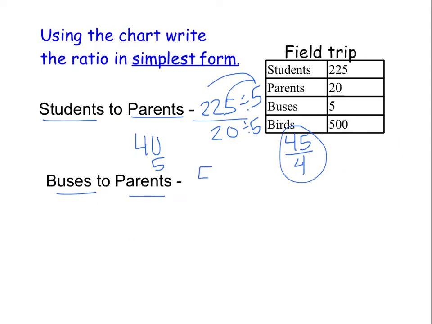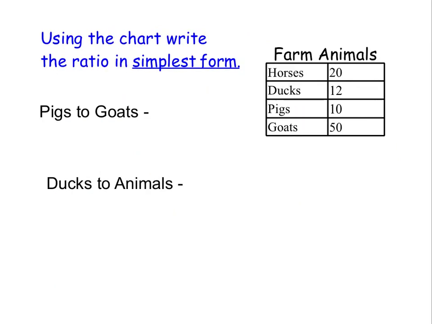Buses to parents. There are 5 buses. There are 20 parents. I can again simplify by dividing both the top and the bottom by 5. On the top I get 1. On the bottom I get 4. 1 to 4 is my answer. Pause the video and try these problems.